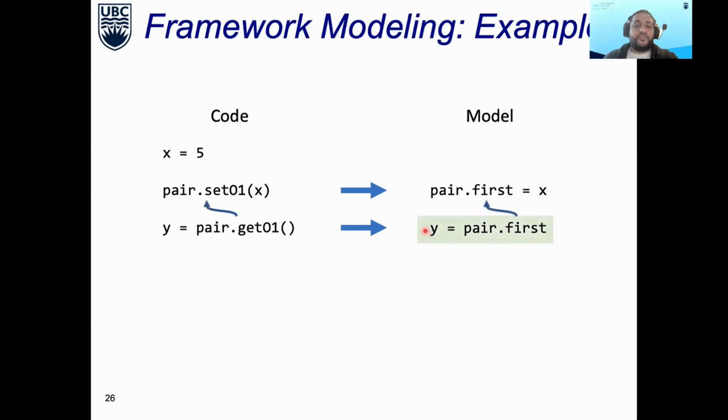So the data flow that reaches y comes from the field first in the getO1 method, which has a data flow from the parameter x of the setO1 method, which in turn has a data flow from the definition x equal 5. And that's basically how we track data flows through framework methods. More details are in the paper.